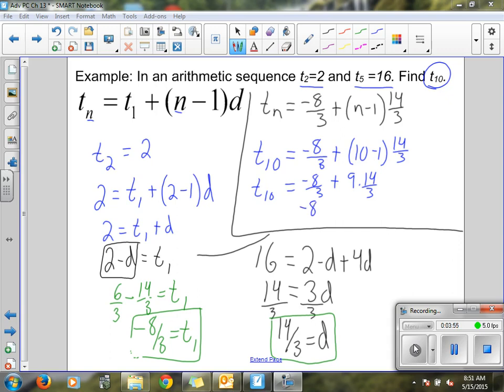So we get negative 8/3, and then if we take 9 times 14, we'll get 126/3. So adding that together, we get 118/3. So that is our 10th term in our sequence.